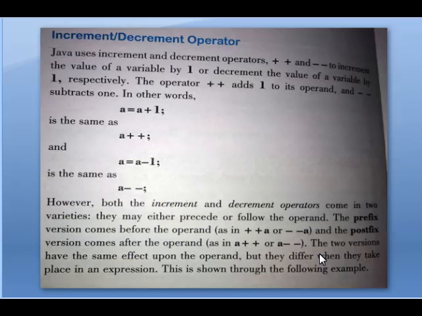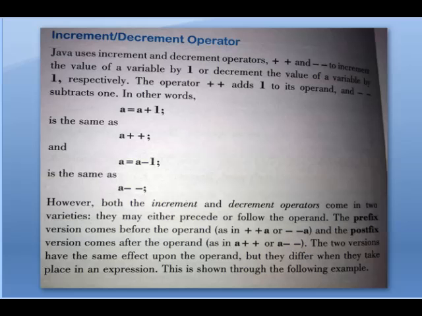The two versions have the same effect upon the operand, but they differ when they take place in an expression. This is shown through some examples. So see, if the operator is before the operand, then during the evaluation we will increment the value by 1. If it is after the operand, it will remain the same during the first execution. Then after the first execution, it will increment the value by 1. The same case applies to the decrement operator also.